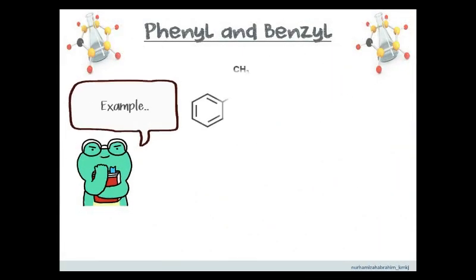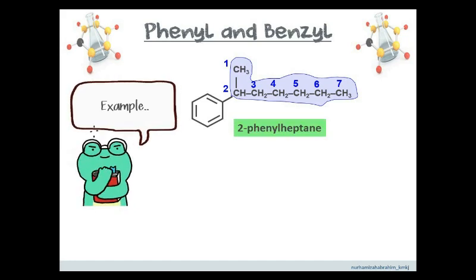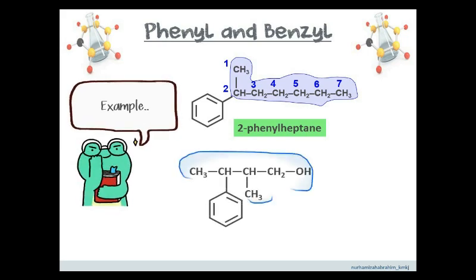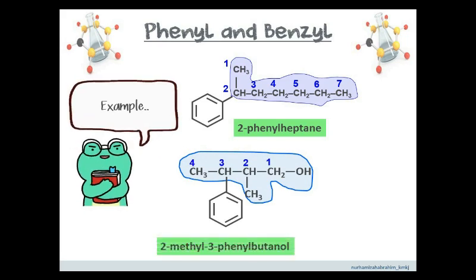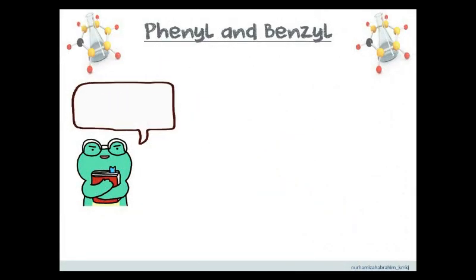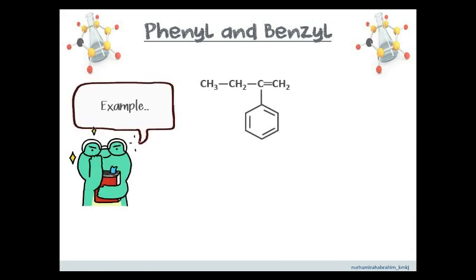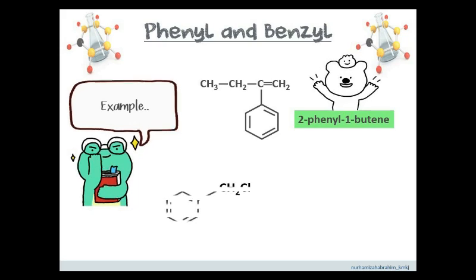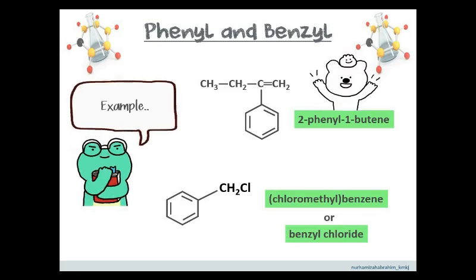Example. When the alkyl substituent is larger than the ring, more than 6 carbons, the benzene becomes a substituent, a phenyl-substituted alkane: 2-phenylheptane. In the second structure, if the chain contains an important functional group, the benzene is also considered a phenyl substituent. Thus, it becomes 2-methyl-3-phenylbutanol. Can you guess the correct name for this structure? The last structure is an example of a benzyl group: chloromethylbenzene, or benzyl chloride.